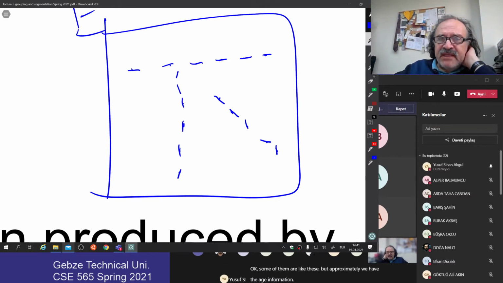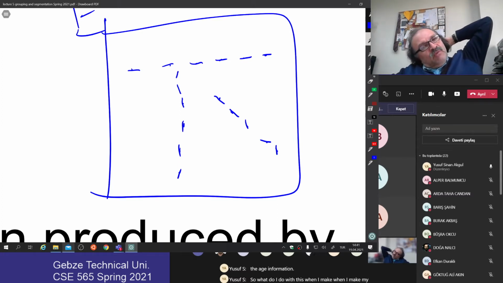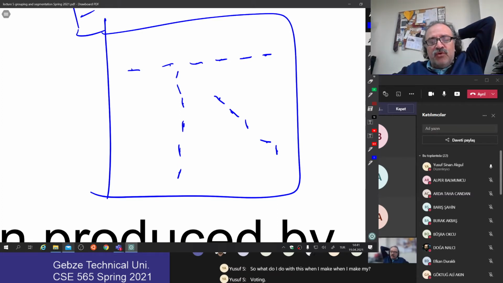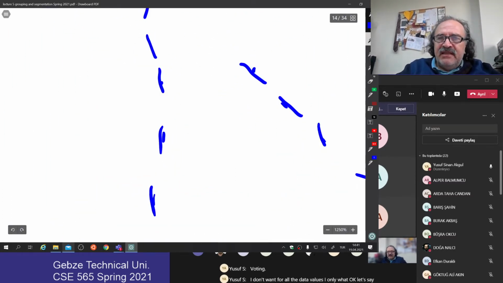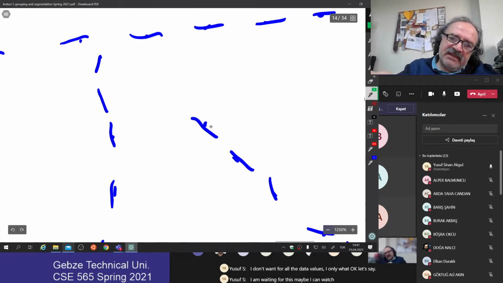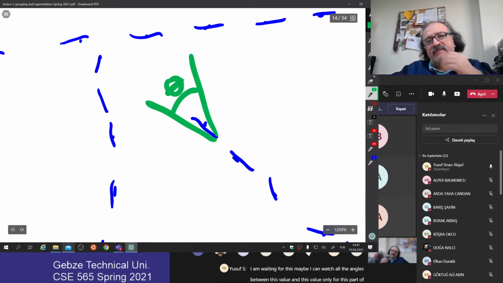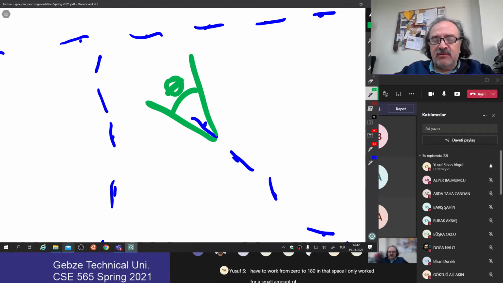So what do I do with this? When I make my voting, I don't vote for all the theta values. Let's say I am voting for this. Maybe I can vote all the angles between this value and this value only for this part of the theta values, because I can make mistakes, right? So I don't have to vote from 0 to 180 in that space. I only vote for a small amount of theta values.